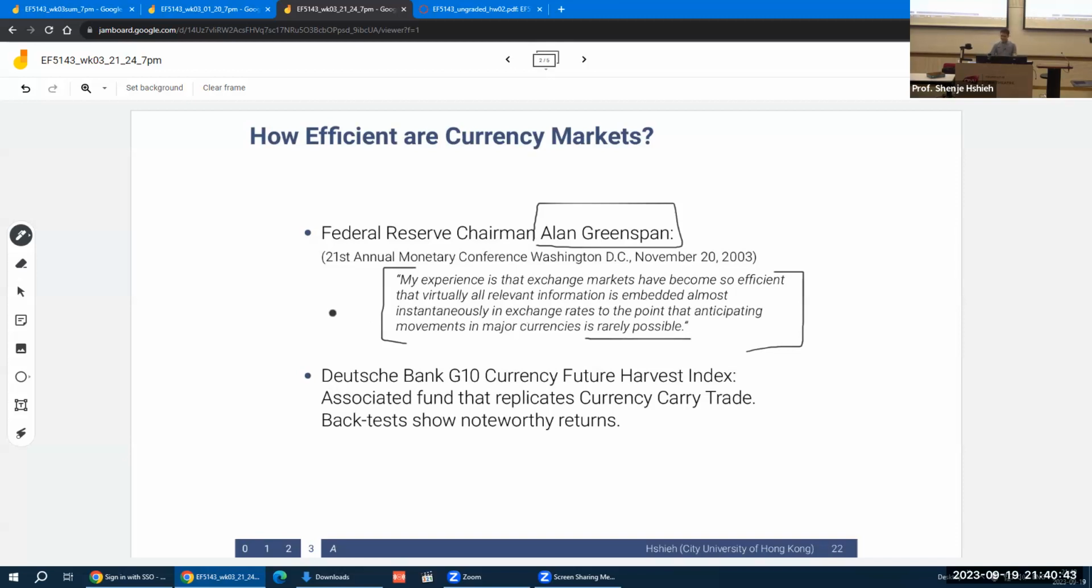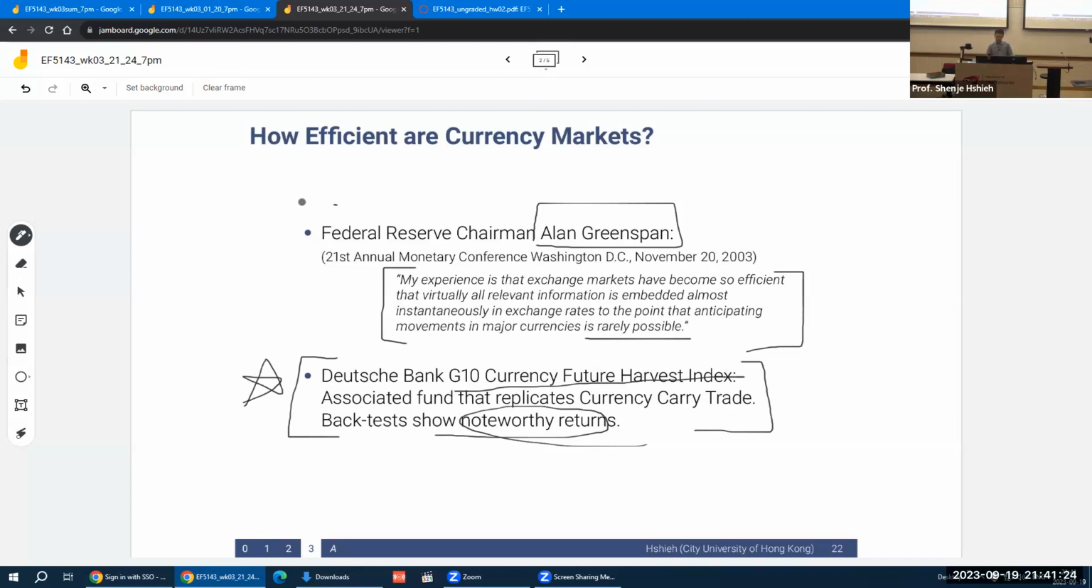All right, so from a financial economist's perspective, that's easy to backtest, to see if that's true, right? In fact, many industry people try to construct a carry trade currency index to quantify what you could have made if you decided to implement a carry trade across multiple currencies. And backtests show that there are notable returns from doing this. So in other words, you need violations of UIP to actually make money through carry trade, right? And this is what Deutsche Bank has demonstrated through their index, their G10 currency future harvest index.